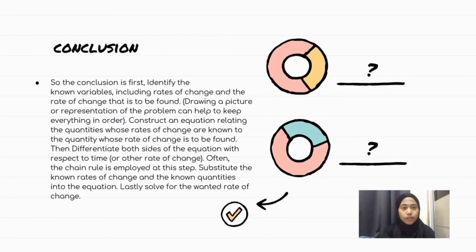So the conclusion is, first, identify the known variables, including rates of change and the rate of change that is to be found. Drawing a picture or representation of the problem can help to keep everything in order. Then, construct an equation relating the quantities whose rates of change are known to the quantity whose rate of change is to be found. Then, differentiate both sides of the equation with respect to time or another rate of change. Often, the chain rule is employed at this step. Substitute the known rates of change and the known quantities into the equation. Lastly, solve for the wanted rate of change.